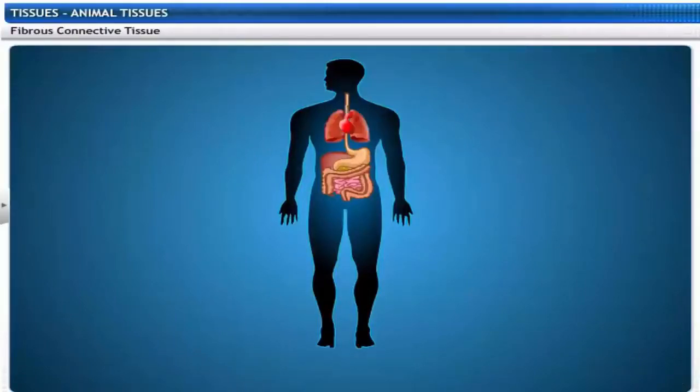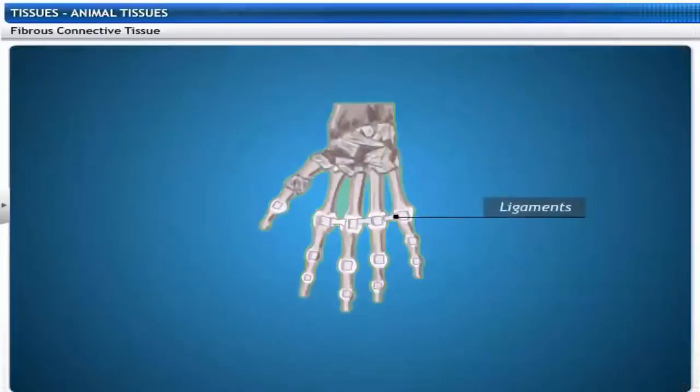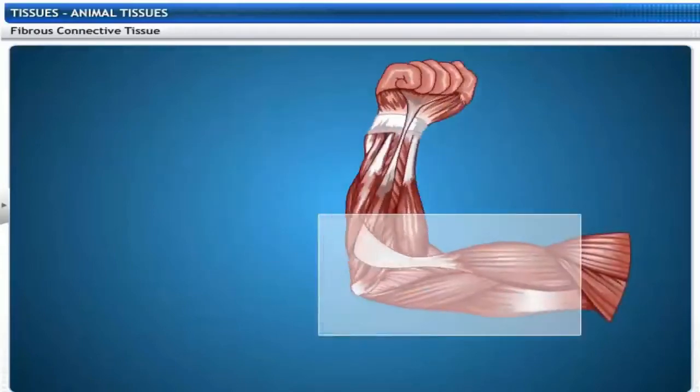Another type of connective tissue is the cartilage. Cartilage has widely spaced cells suspended in a matrix of proteins and sugars. It is found in the nose, in the rings of the trachea, and at the ends of long bones to give flexibility.